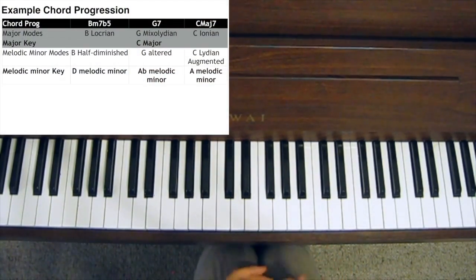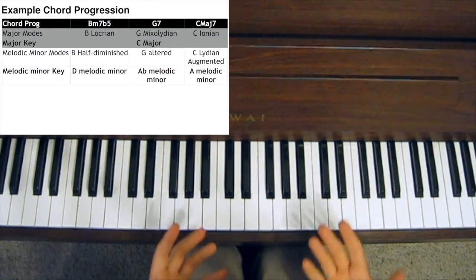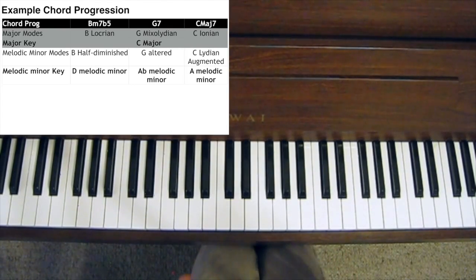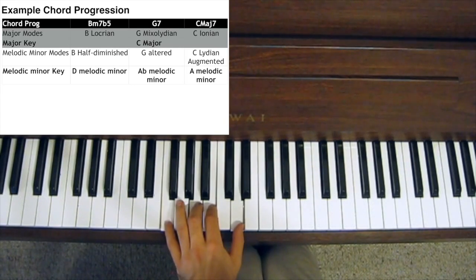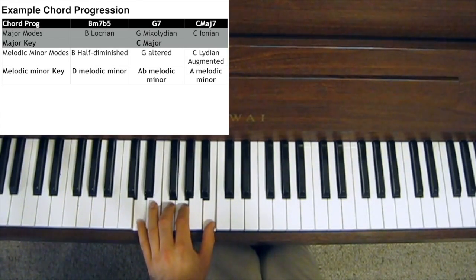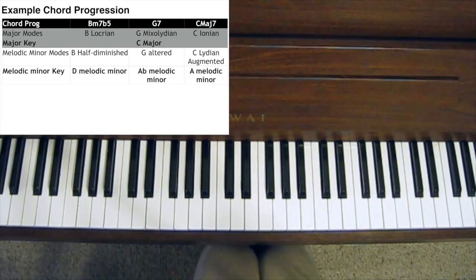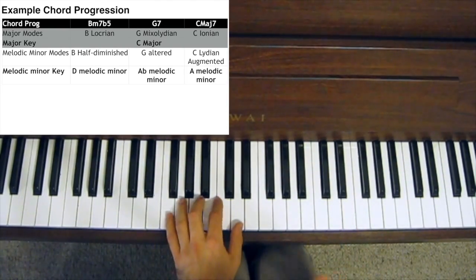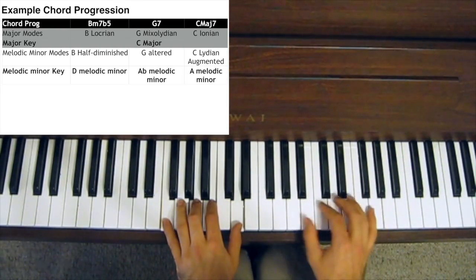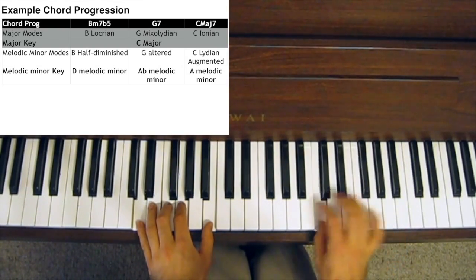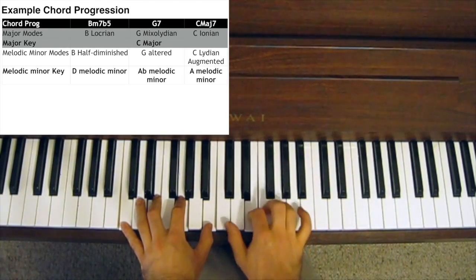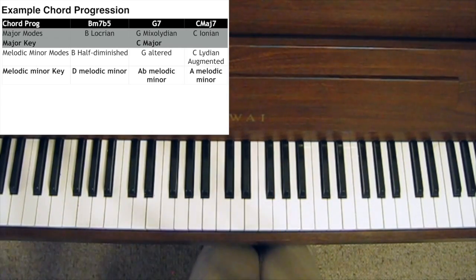And so using these ideas, you can make an improvisation sound a lot more jazzy and a lot more harmonically interesting and complex. So for example, if we take a really simple chord progression like B half diminished to G7 to C major 7. All of those chords are in the key of C major, so you can technically improvise over that entire little chord progression using the scale of C major. However, that sounded a little bit boring and a little bit simple.